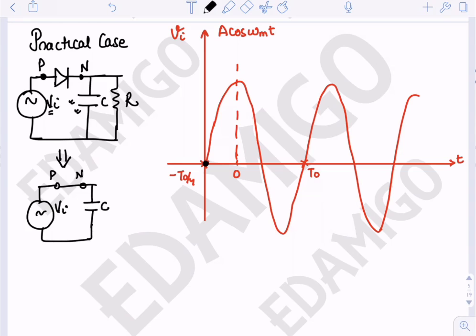Now since the capacitance is directly short circuited with the input volts Vi, the RC time constant is 0 here, and the voltage across the capacitance will follow the input, and this is the output also. So the output will follow the input.